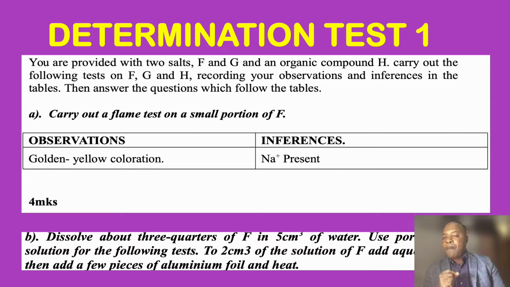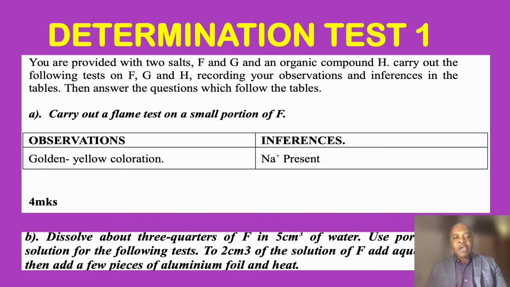Then go back to your confirmation test booklet or your data booklet, whichever you are using. Look at the cations and see which cation is giving the color you have observed. Then you go under your inference section on your question paper and put it there. In this case, I observed a golden yellow coloration, and in my booklet I saw it was sodium ion that gives that color. So I say sodium ion present. That is how you state it.